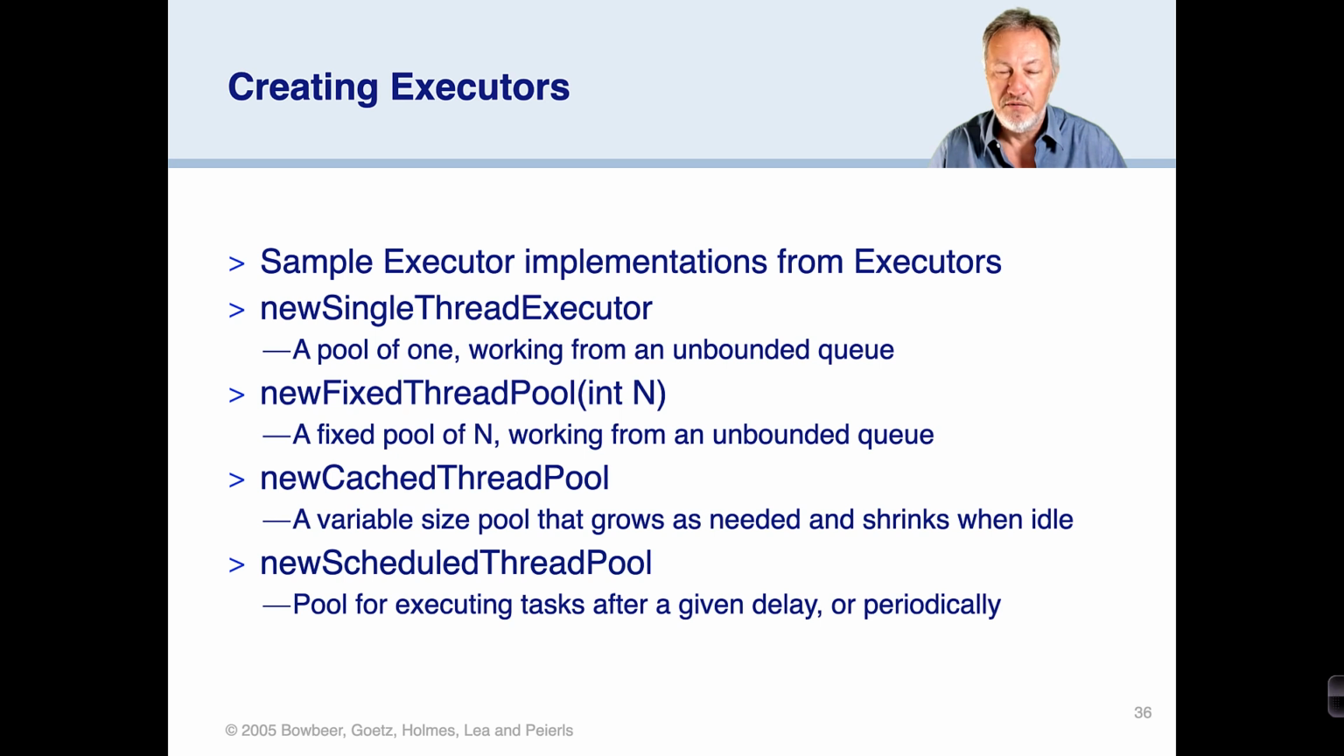Here's a few examples of different executors that are available in JUC. There's a newSingleThreadExecutor. It has a pool of 1 worker from an unbounded queue of tasks coming in. There's a fixed thread pool, so a pool of n helpers, again working from an unbounded queue. A cached thread pool, so you have a variable size pool that grows as needed. And a scheduled thread pool for executing tasks after a given delay or on a repeating basis.